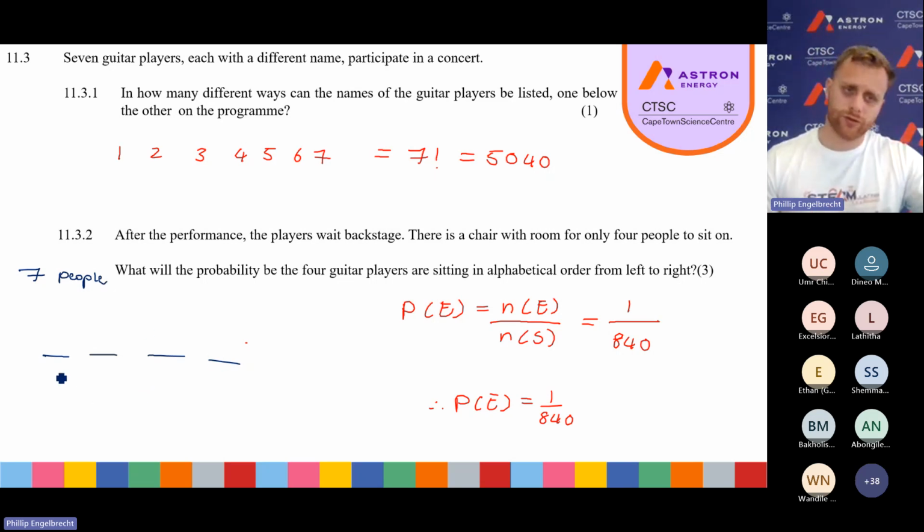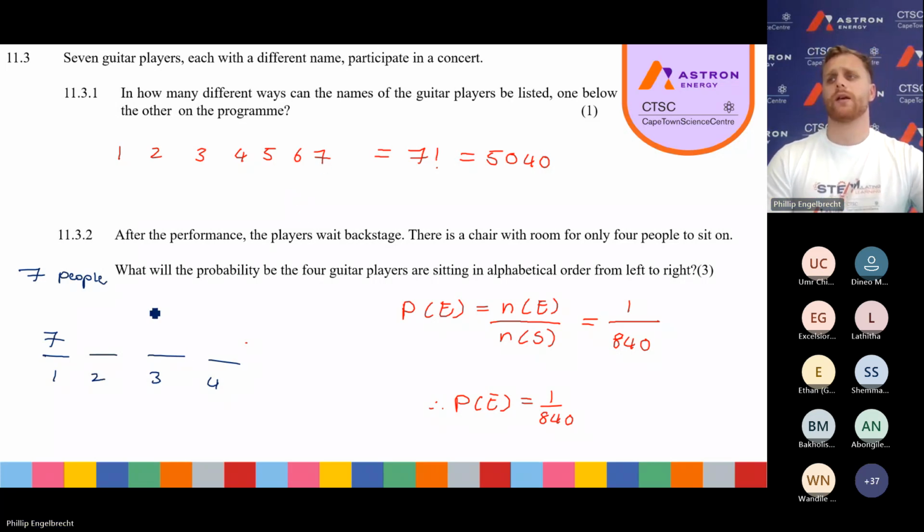So here's my first chair. Here's my second chair. Here's my third chair. Here's my fourth chair. For the first chair, how many options do I have to choose from? Well, from 7 people, I have 7 options to choose from. Okay? So now one person is sitting. How many people are left standing? For the second seat, it's 6 people.